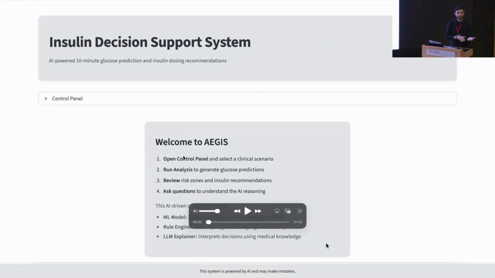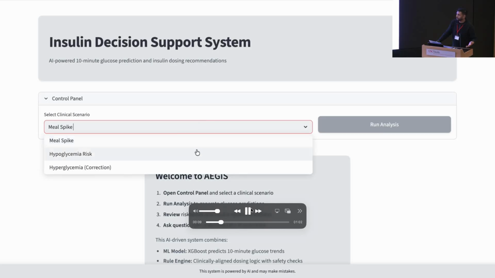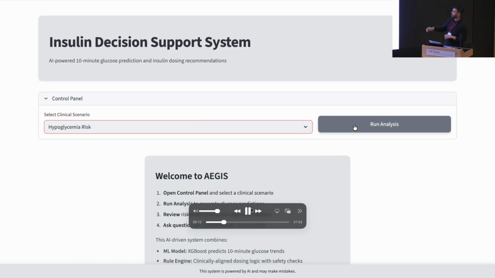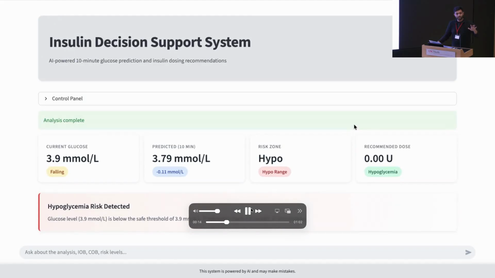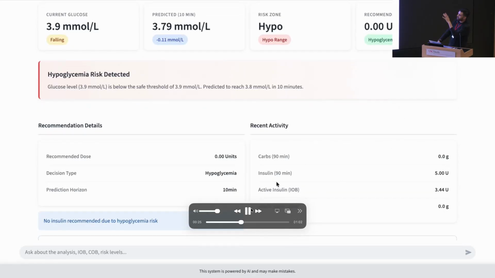So this is the first prototype, or demo, that we have created. Let me play the video. We have created 3 clinical scenarios for this presentation. We are selecting one scenario, that is hypoglycemia risk, low blood sugar level. We run the analysis using all past information. The machine learning model and insulin logic will give all the information shown in this dashboard: current glucose, predicted glucose, risk zone, and the final decision of how much insulin the patient should or should not take based on patient condition.